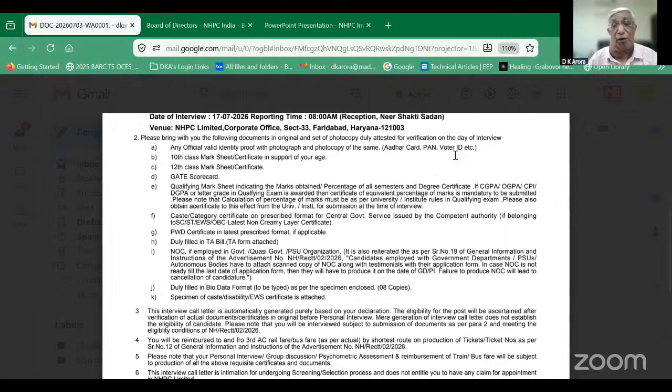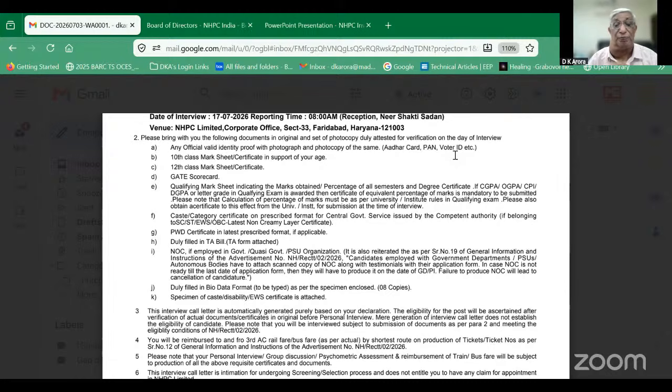ड्यूली फिल्ड इन बायोडाटा फॉर्म, इसको बिल्कुल क्लियर लिखा है कि टू बी टाइप्ड, और इसके 8 कॉपीज लेके जाने हैं। आपने एक फॉर्म को भर दिया, उसके 8 प्रिंट आउट ले लेना, सिग्नेचर हर एक पे अपने ओरिजिनल करना। ऐसा ना हो कि आप एक पे सिग्नेचर करके उसकी फोटोकॉपी करें, नहीं, आप एक फॉर्म भरिए पूरा, उसकी 8 कॉपीज ले लीजिए, और फिर हर कॉपी पे सिग्नेचर करना है, राइट? Probably they are looking at these 8 copies, one for each of the panel members.